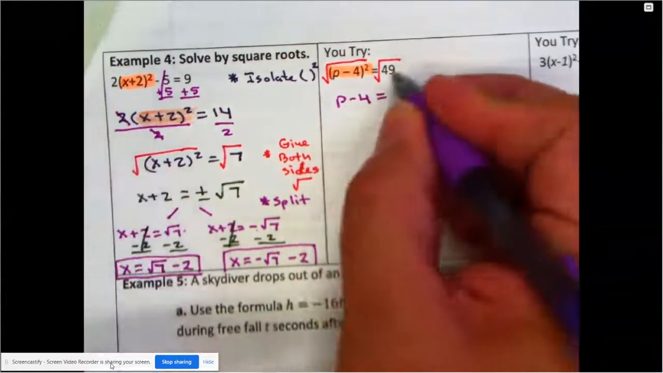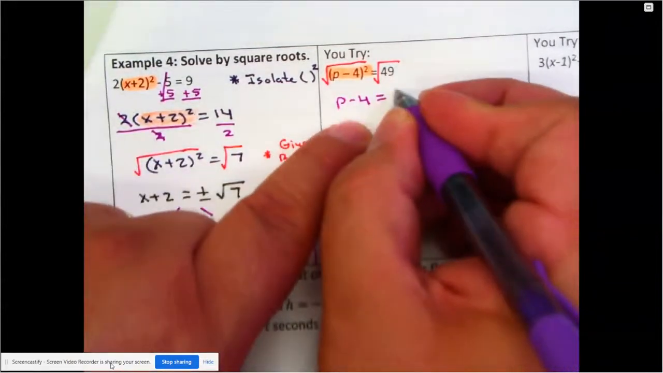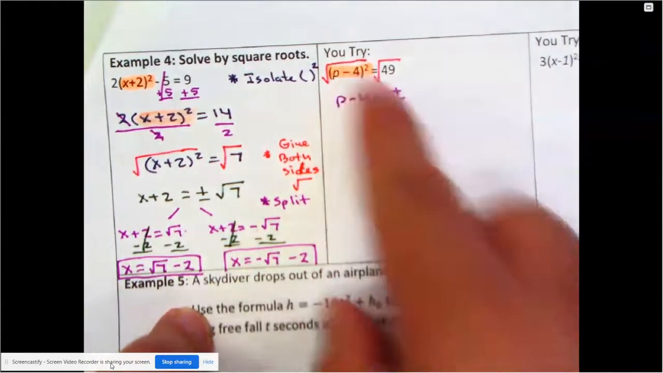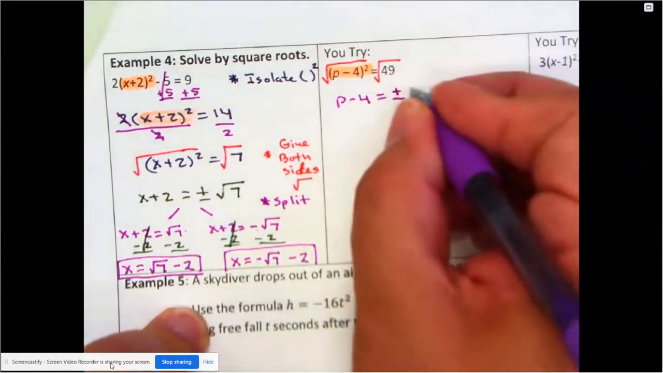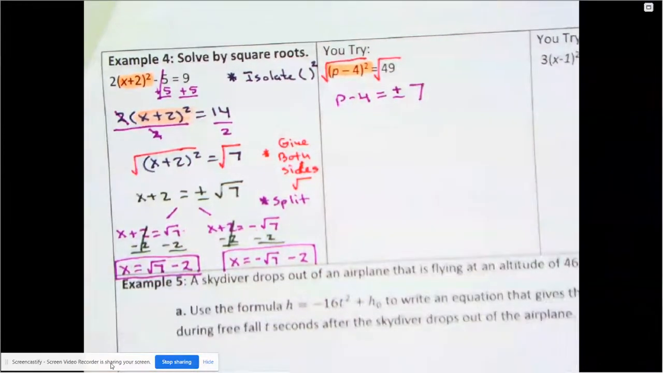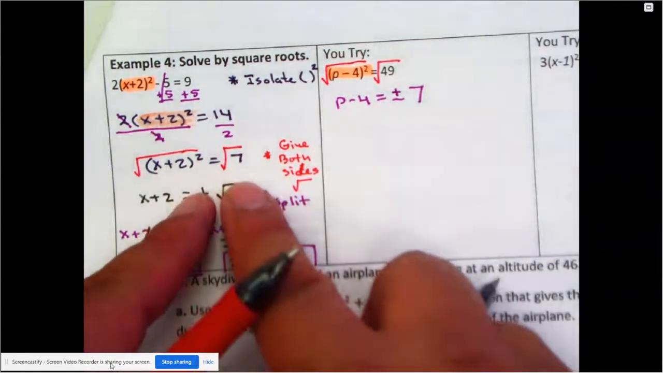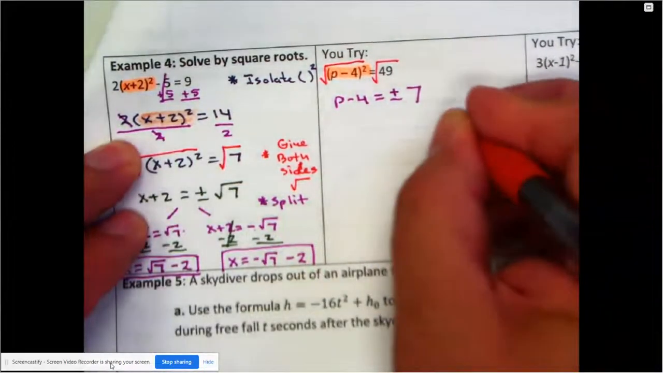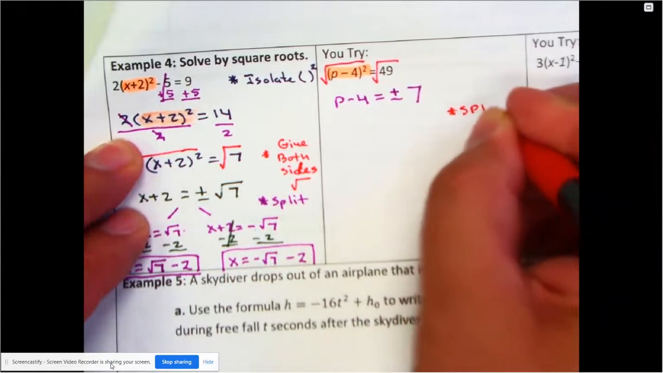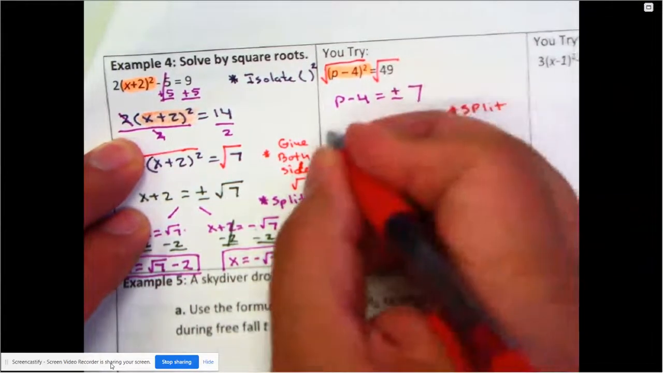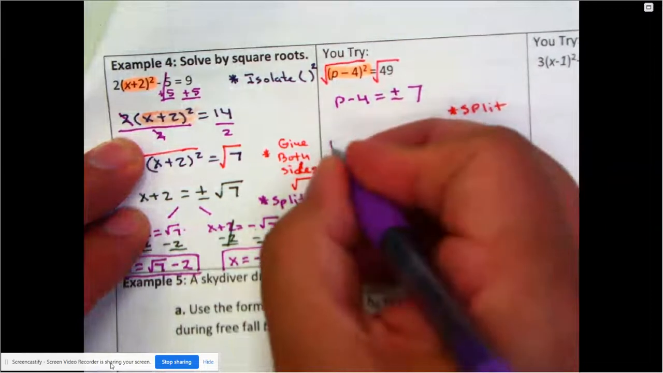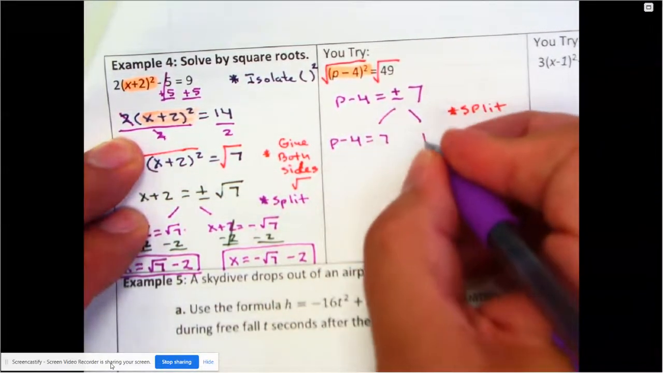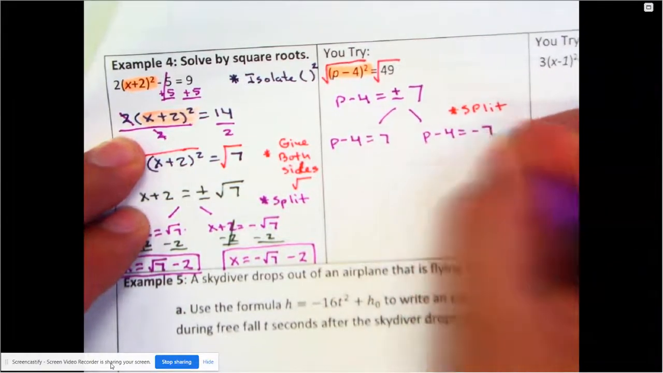And don't forget, don't take a square root of 49 yet. Make sure you're writing your plus or minus. Remember, we have 2 possible answers because of this power of 2. The square root of 49 is a perfect little 7. We don't need a square root like we did over here, right? This one does go away. But remember, this is when you split. So now it's p minus 4 is equal to positive 7. And then, of course, p minus 4 is equal to negative 7.